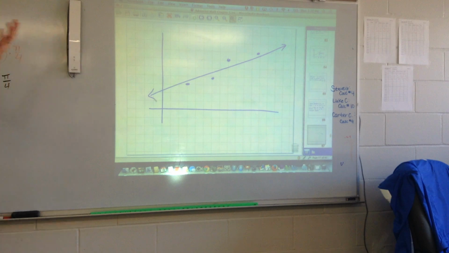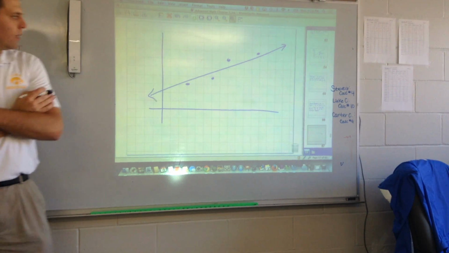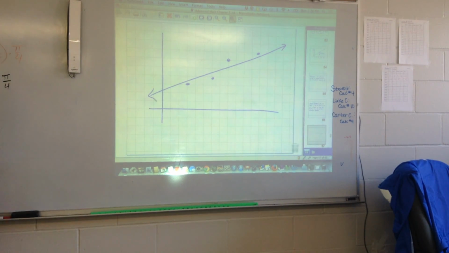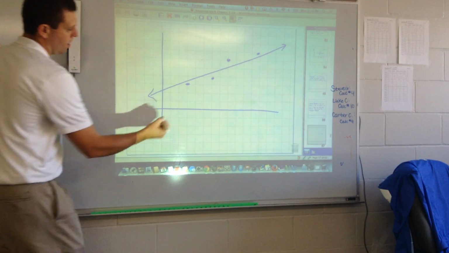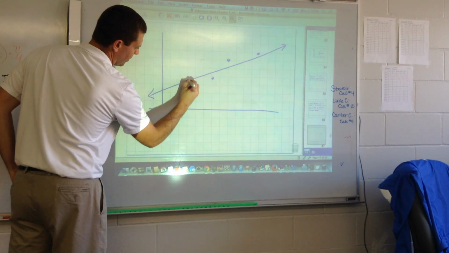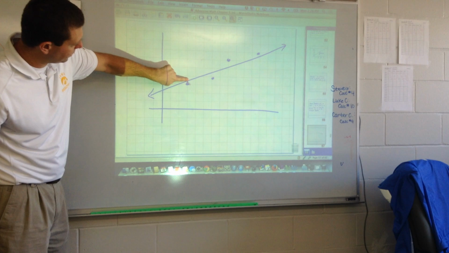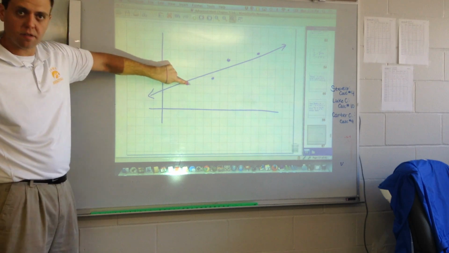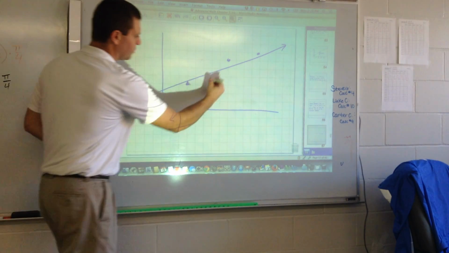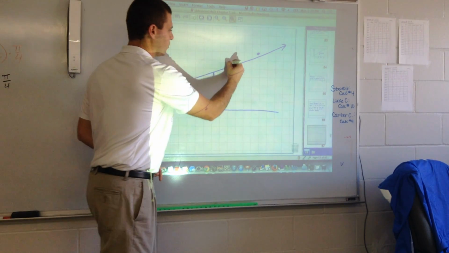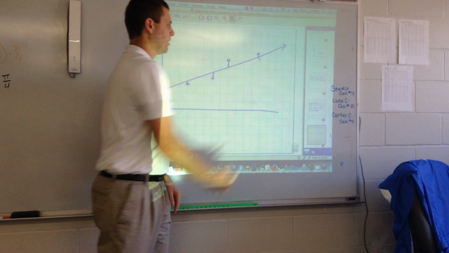Okay, let's say that's our least squares line, our line of best fit. Let's say that is the line that best fits those 4 data points. This residual right here, the distance from here to here, would be a positive or negative number? Negative. This one here, negative. This one here, positive. And this one here, positive.